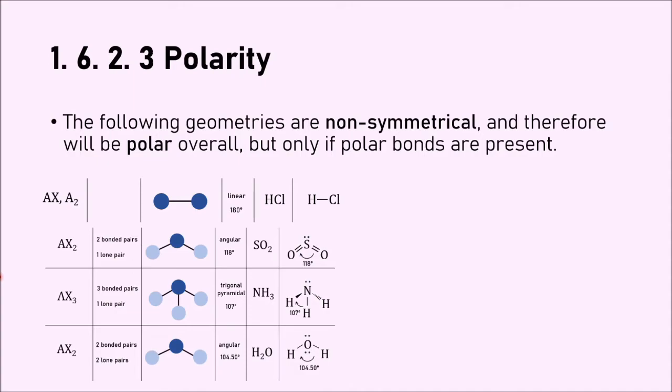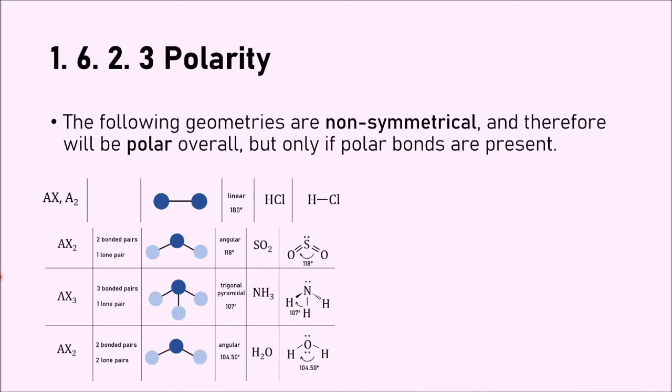The molecule will be polar overall, but that's only if polar bonds are present. That's only if we have atoms of different electronegativities. If not, no polar bonds, the molecule is non-polar. So first example here, and to be honest I should have drawn these two circles in different colours, but oh well. Hydrogen and chlorine are two different atoms with different electronegativities. We have an overall dipole moment, therefore hydrochloric acid is polar.